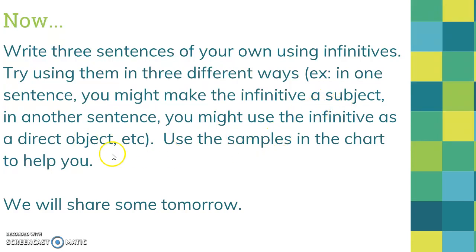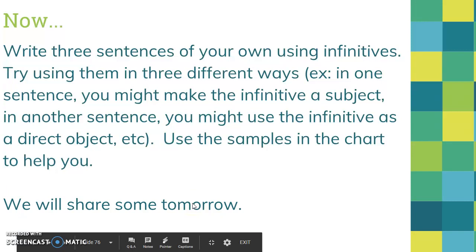The next one, you might try to make it a direct object. Okay? She loved to swim. She is the subject. Loved is what she did. Who or what did she love? To swim. That's the direct object. Okay? So use the samples in the chart to help you. We're going to share some of our sentences at the beginning of class tomorrow.